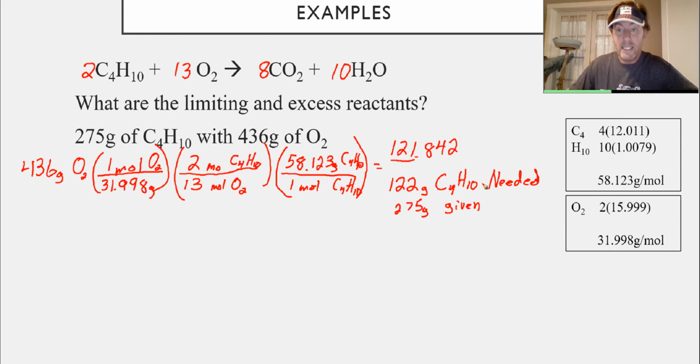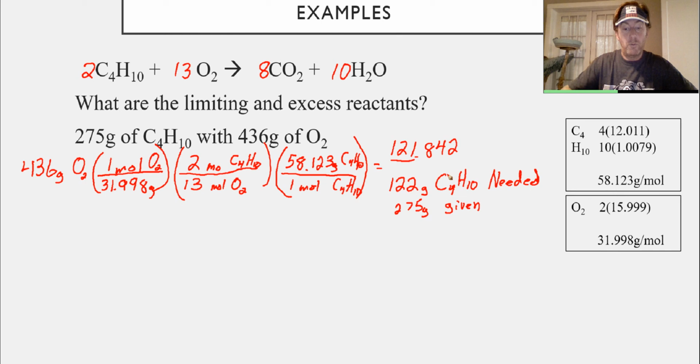So that means I don't have enough. Or I mean, I have extra than I need, right? Sorry, I only need 122. I was given 275. So that means butane is in excess and oxygen must be my limiting.